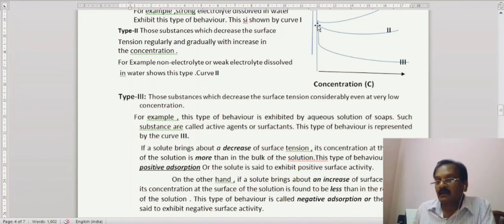See, when you start even at very low concentration, there is a continuous decrease in the curve. The curve shows a continuous decrease, and at very low concentration there is a large decrease in the surface tension of the solvent. Again, as the concentration goes on increasing, there is still a decrease in the surface tension of the solvent. This is what I observed, at very low concentration.